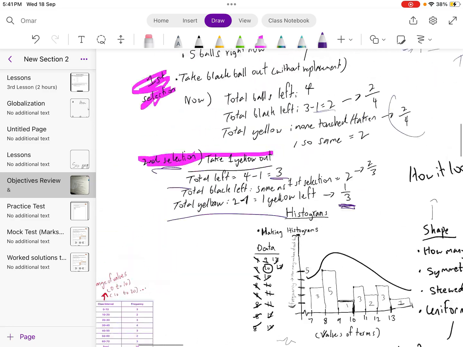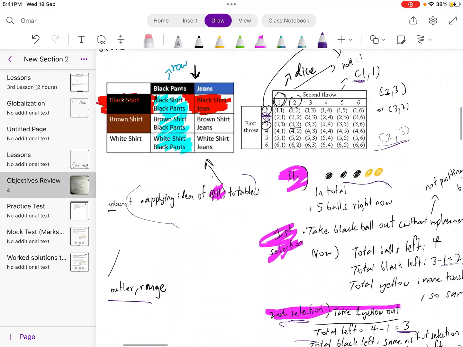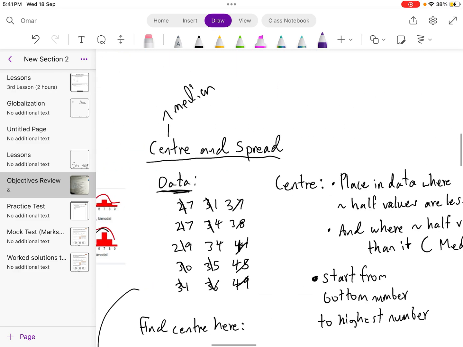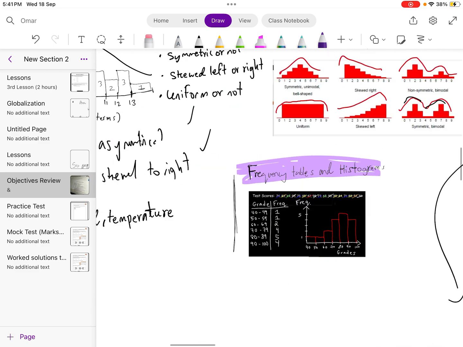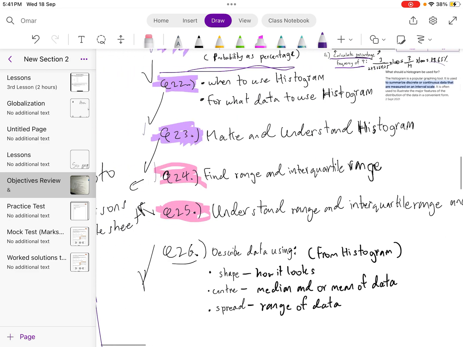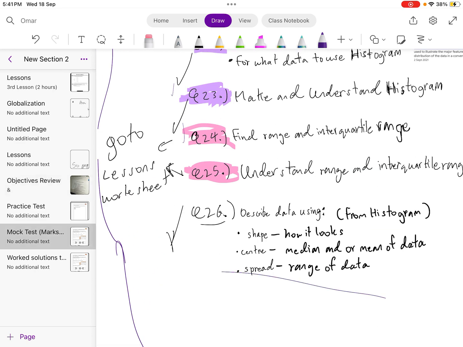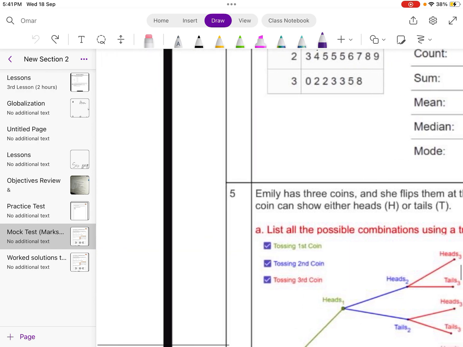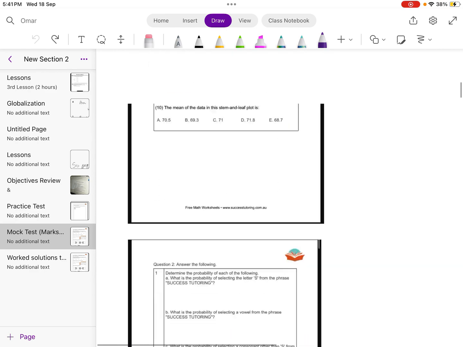Question 26, are the notes all here? So just go here. So here you go. Shape is how it looks. Center is the median and spread is the range, I guess, from min to max, like 1 to 9. And yeah, that's pretty much it. So let's go through the test quickly. I think it should be easy for you, hopefully.